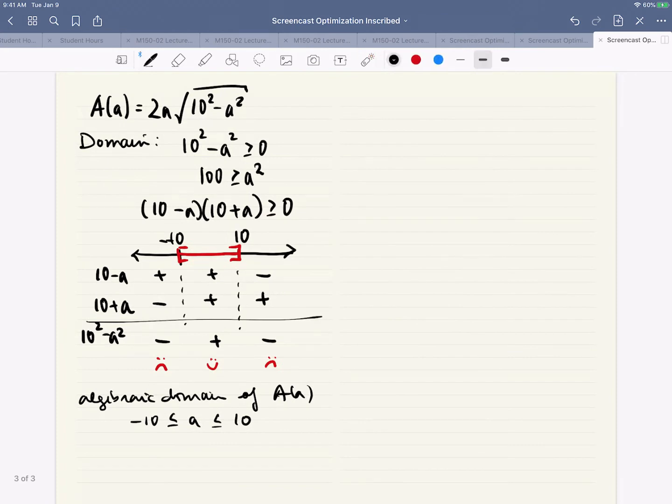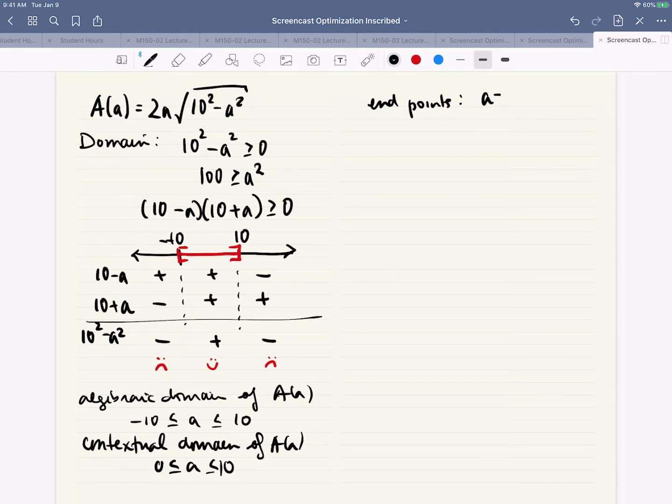So the contextual domain of a is really the interval from 0 to 10. And this is important to us because it tells us that the endpoints are a equals 0 and 10, not negative 10 and 10.